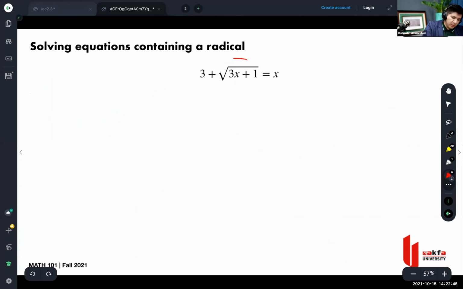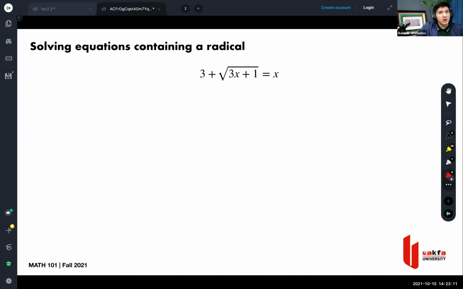This is not a polynomial either, okay? A polynomial is always strictly in the form a_n x to the power of n plus and so on plus a_0 is equal to 0. So this equation contains radicals. I think this is one of the easy examples, and we can easily solve it.